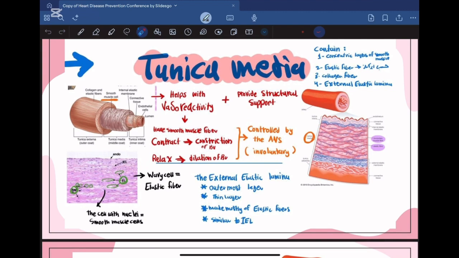Moving on, what's important in the tunica media is something called vasoreactivity. When smooth muscles contract, the blood vessel will constrict, so we will have vasoconstriction. If the smooth muscle relaxes, this makes the blood vessel dilate, so we will have vasodilation. Now the external elastic lamina is the same as the internal elastic lamina, but the difference is in the place.